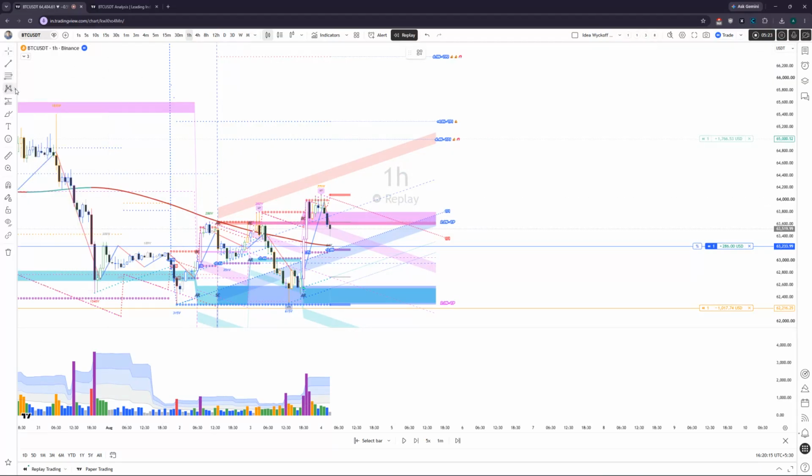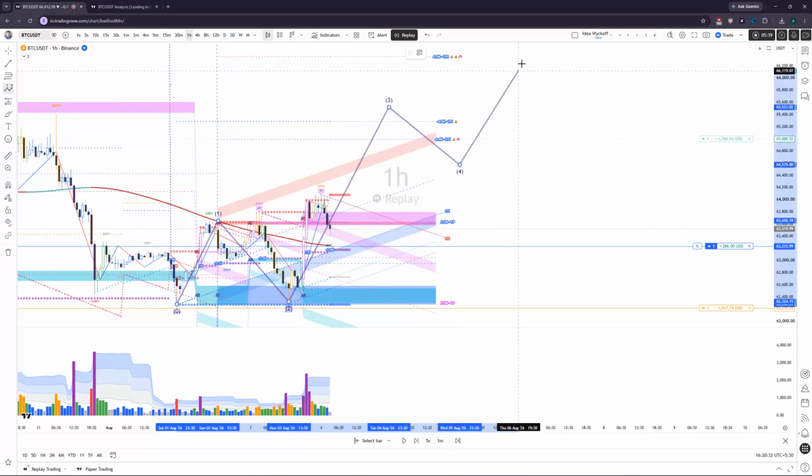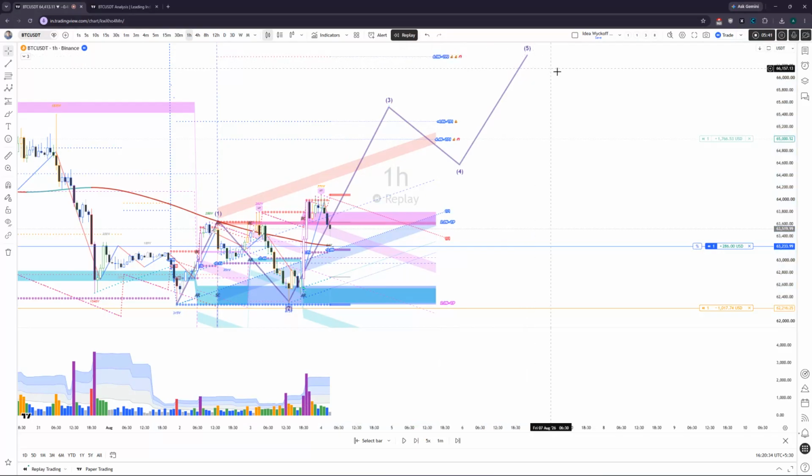As I explained in the video previously, this is my first wave, right? This is gonna be my second wave, just above the first one, right? The third wave is gonna be an extension of this. The fourth wave is gonna come around here. Fifth wave, like that.